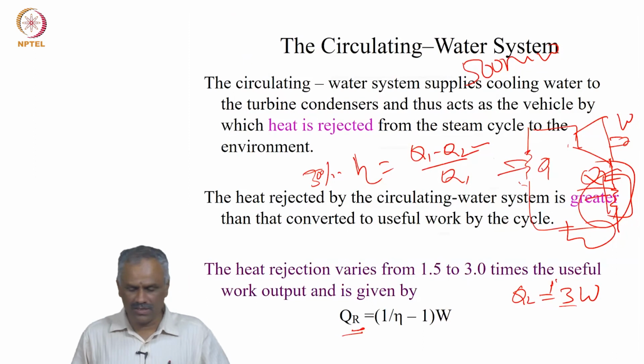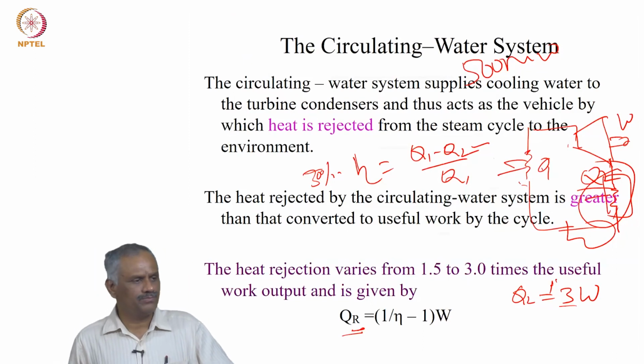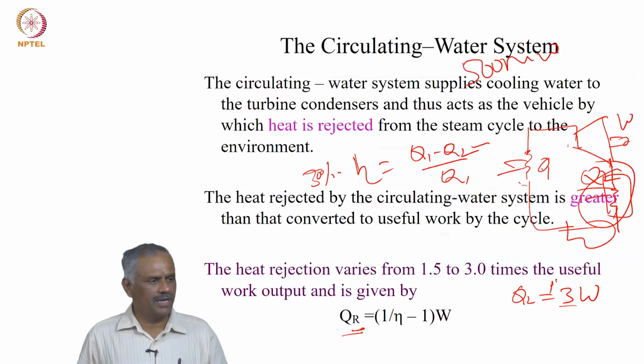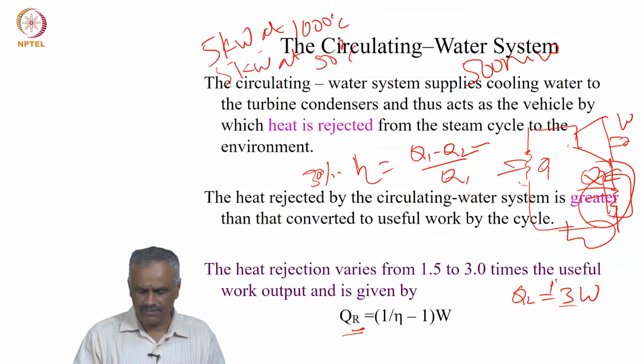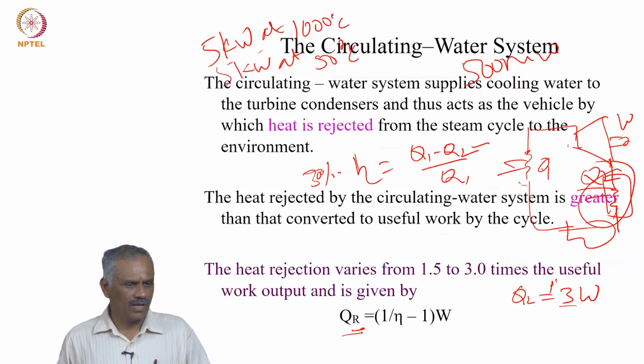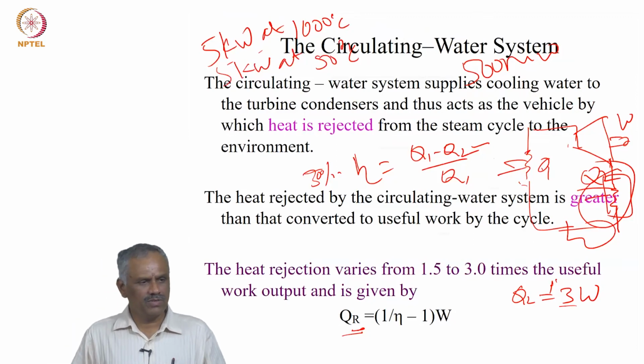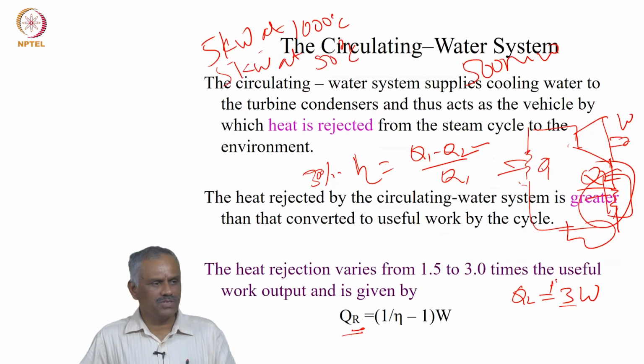This is not a big thing, but the meaning of this is Q, the heat can be at higher temperature. Suppose I tell you 5 kilowatt of heat at 1000 degrees Celsius. The same 5 kilowatt of heat can be at 50 degrees Celsius. Okay. The same heat can be at 50 degrees, heat is same, but temperature is different.